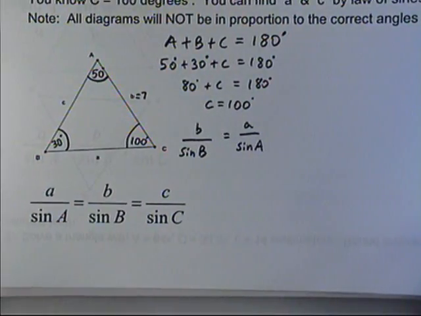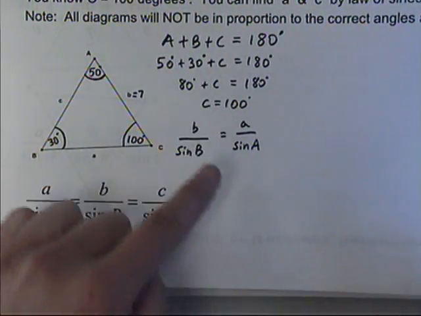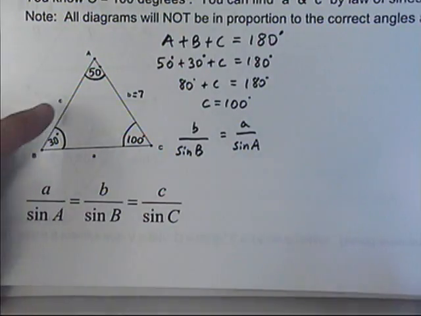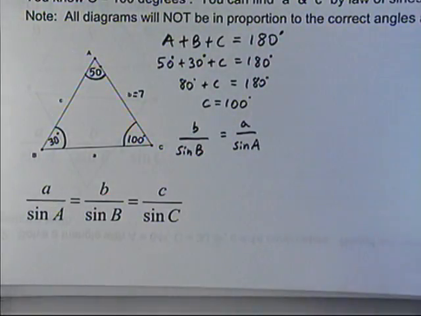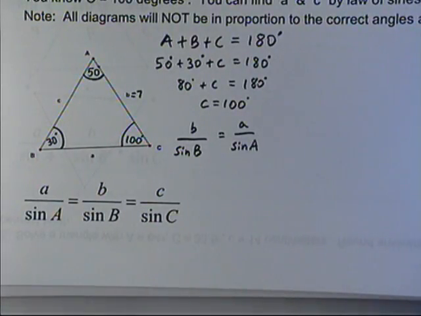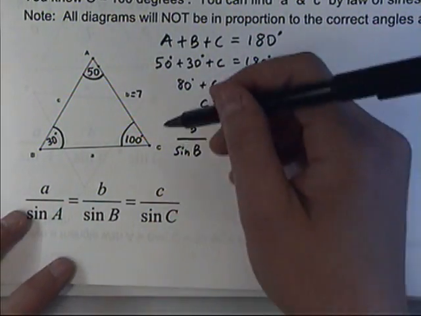Okay. Now, why did I set it up the way that I did? Because in all 4 of these values, I'm only missing 1. I'm only missing side A. I have both of these angles, and I have this side. And that's what you do when you try to solve an equation. You try to set it up so there's only 1 part that you don't have.